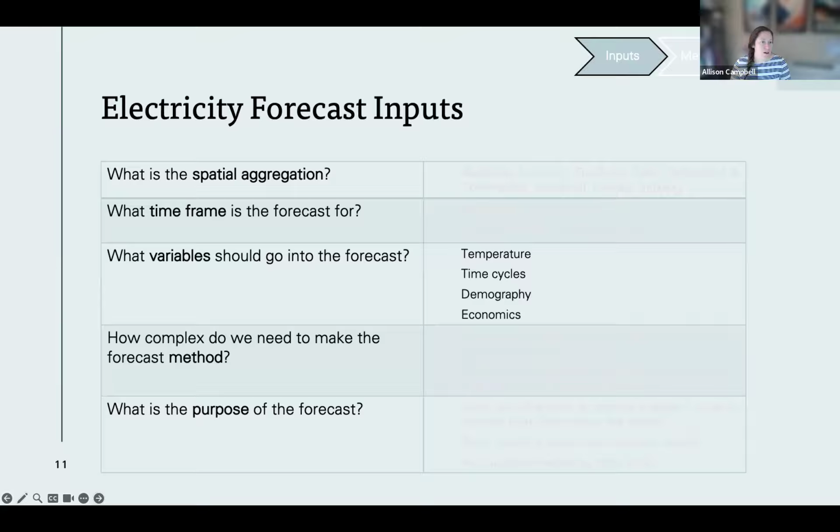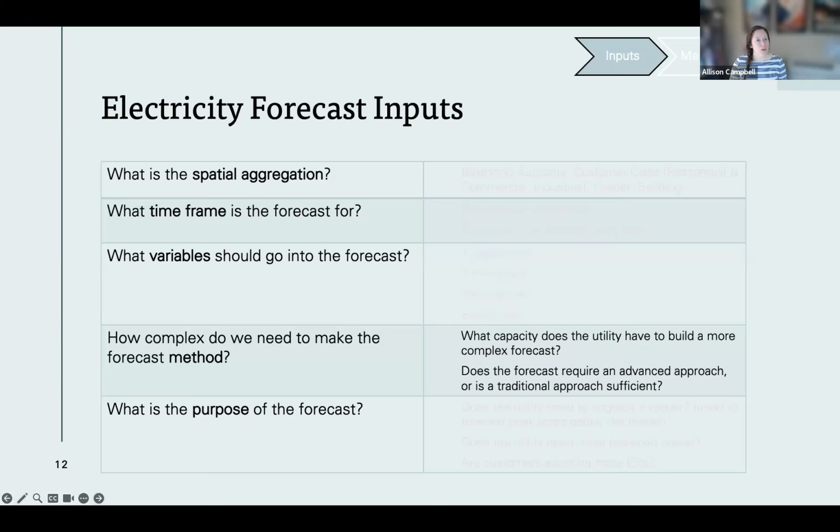The variables that are the most important for electricity forecasts can be temperature, time cycles, like every month or every week, every day. You know, we have humans, we operate on cycles. Demography. So in some areas of your balancing authority, there might be different patterns as opposed to other areas. And economics. So this would be like your adoption of different technologies and your general GDP growth over time.